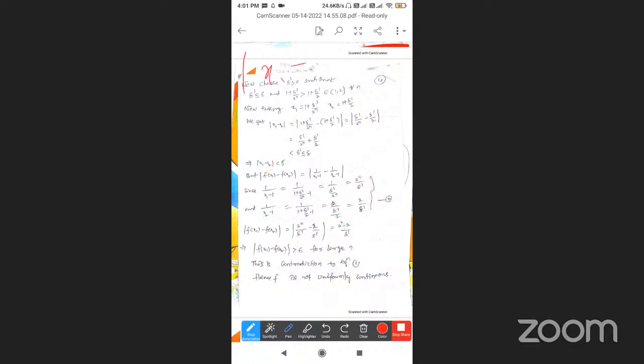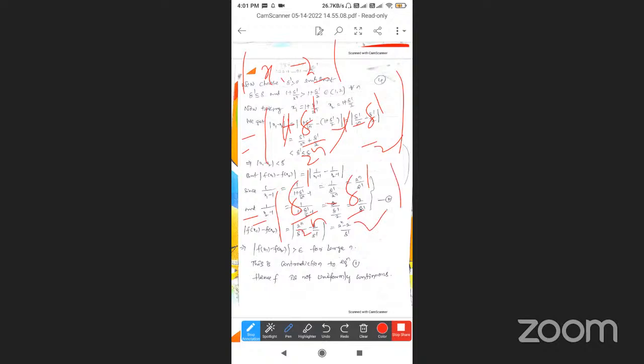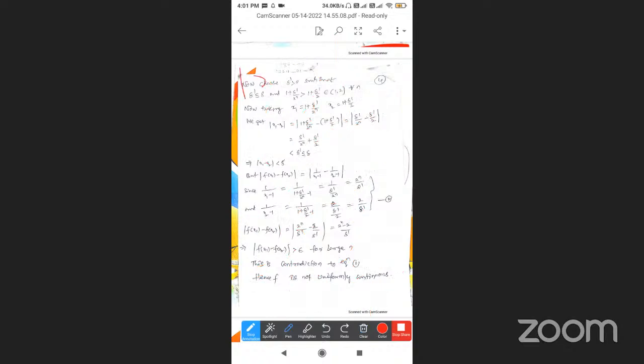Now verify mod x1 minus x2. This is 1 plus delta dash by 2 power n minus 1 minus delta dash by 2. The 1s cancel, so this is delta dash by 2 power n minus delta dash by 2, which is always less than delta dash, which is less than or equal to delta. So x1 minus x2 is less than delta, as required.